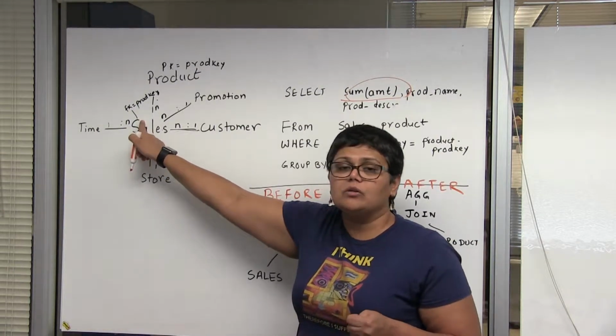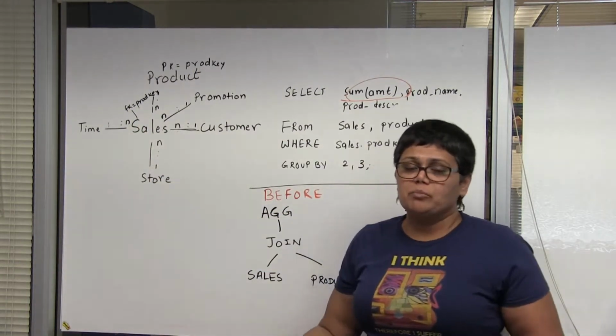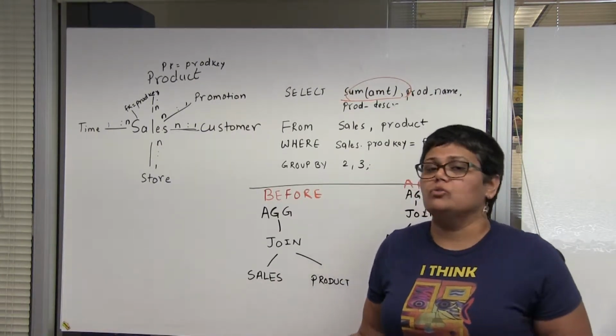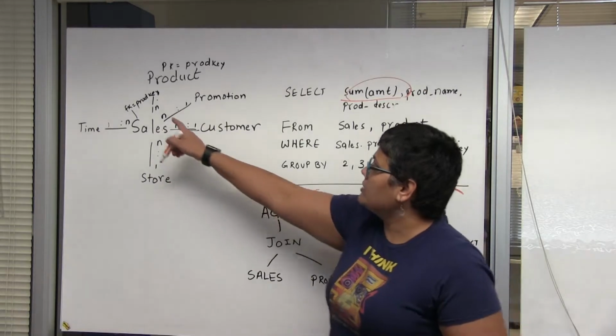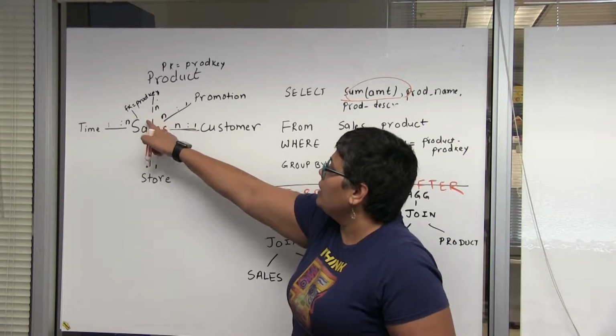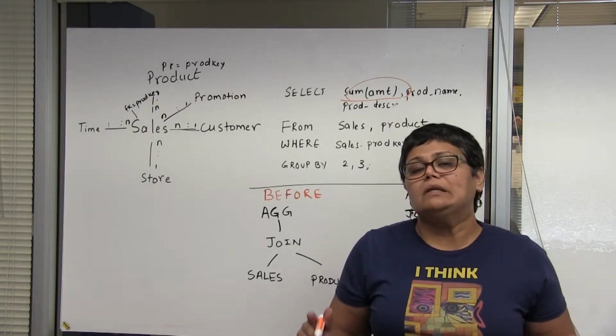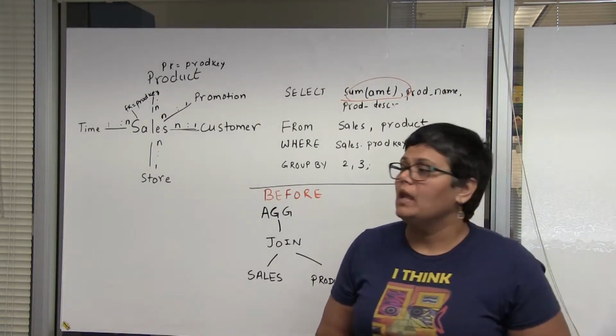Here it's definitely not a primary key because multiple people would buy the same product, multiple stores would sell those products, and so on and so forth. So that establishes this foreign key primary key relationship, also referred to as referential integrity constraint.